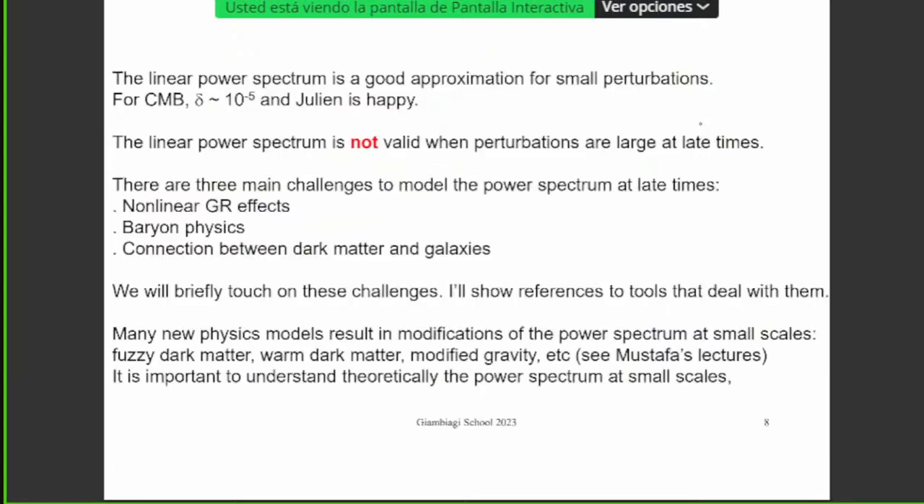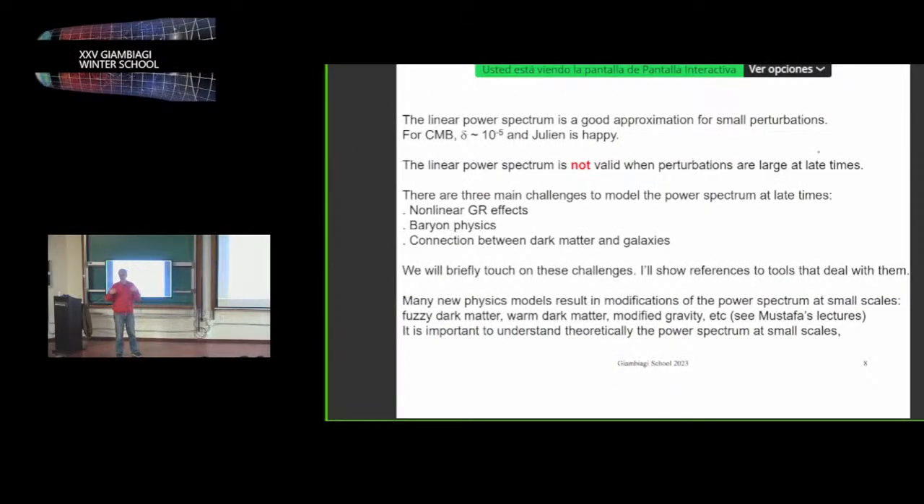Okay, good. Now, the linear power spectrum, as we discussed, is a good approximation if the perturbations are small, so that you can use linearized perturbations. For the CMB, these perturbations are very small, 10 to the minus 5, and Julian is happy because he can do linearized perturbation theory, and that's it. For the CMB, you don't need to go beyond linear perturbation theory. Now, the problem is what happens after the CMB: the perturbations grow and grow and grow, and we are here thanks to the perturbations growing. So the linear power spectrum is not valid when you want to look at perturbations at late times. With this come the three main challenges to model the power spectrum at late times.